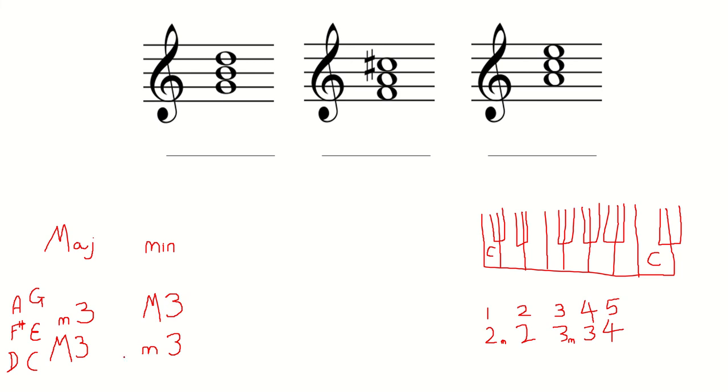So let's work it out. We'll have C as a root, just as an example. Let's work out a C minor chord. So C, we want to go up a minor third, which is 3 semitones. 1, 2, 3, that's E flat.